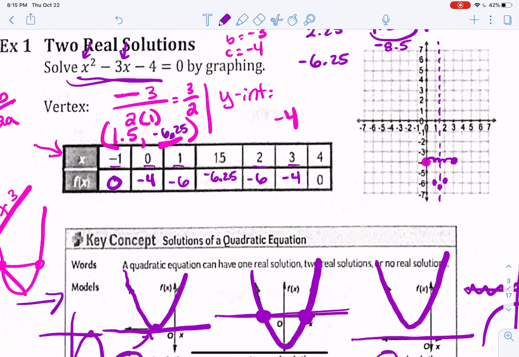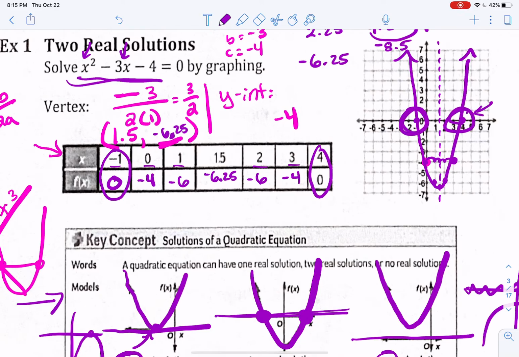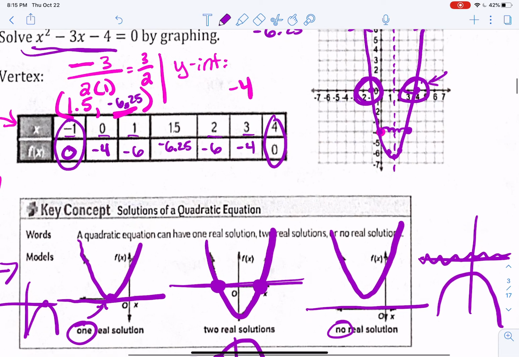Okay, so we have all of our points plotted except this 4, 0 and negative 1, 0. So negative 1 is at 0, 4 is at 0. And I can draw my parabola that goes through all of those points. And we notice that the zeros are here. Those are the places where they intersect. So the solutions of my graph are at negative 1 and at 4. That's really what I'm looking at, those two places where they cross.